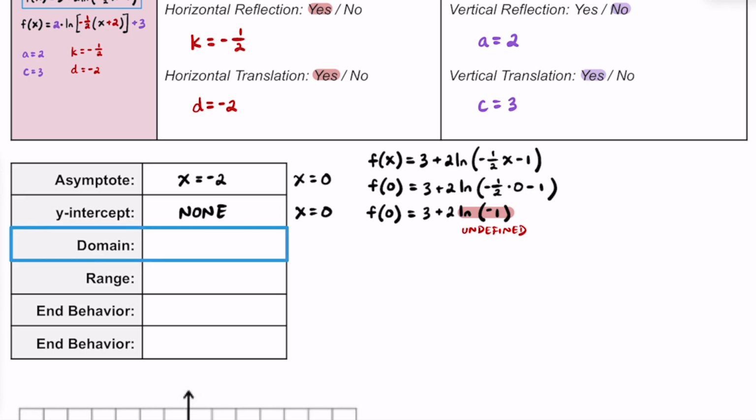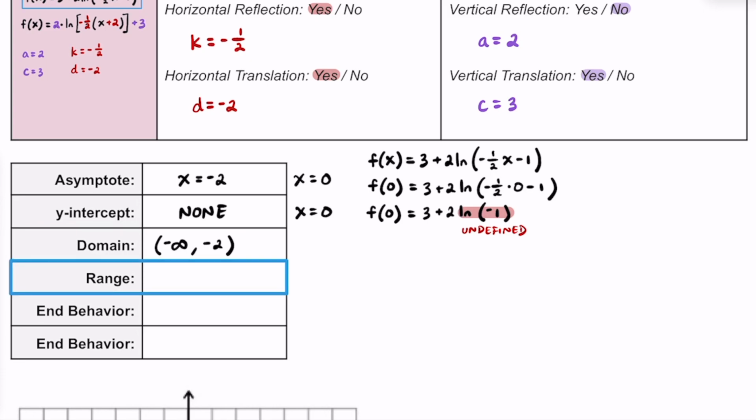As for the domain, typically it is going to start where the vertical asymptote is and go to the right forever in that direction. However, because we have a horizontal reflection across the y-axis and everything is being moved 2 units to the left, we now know that the domain is going to go to the left forever, or towards -infinity, all the way up until this -2. That's going to be the right bound of this function. So the graph will not hit that -2 for the x value.